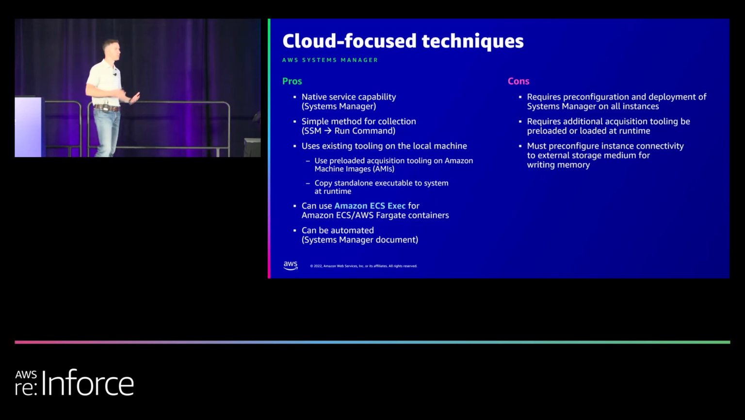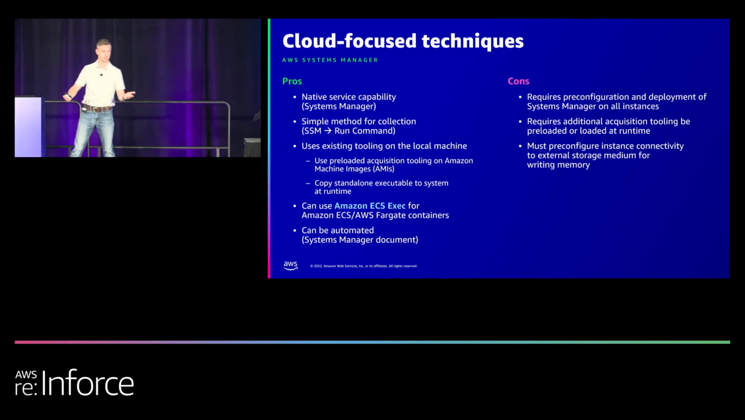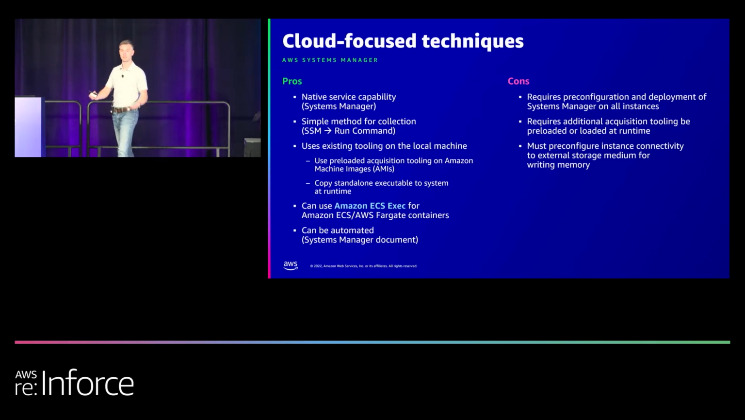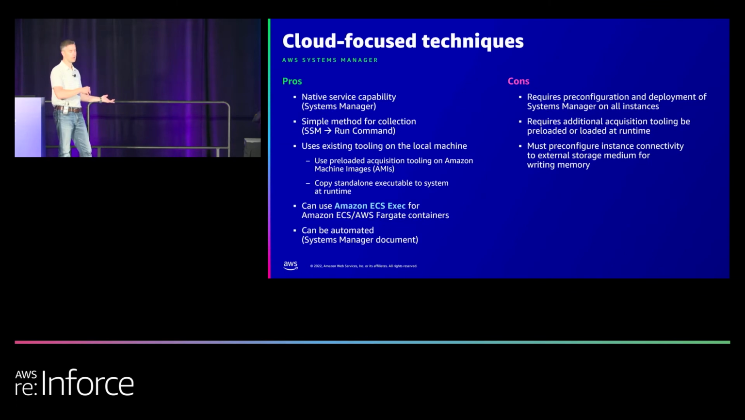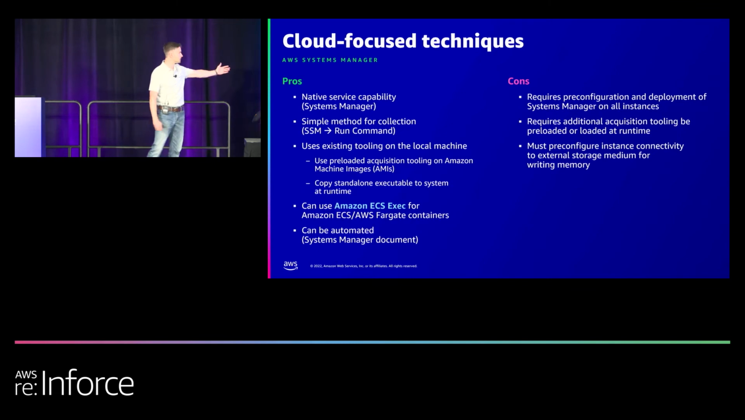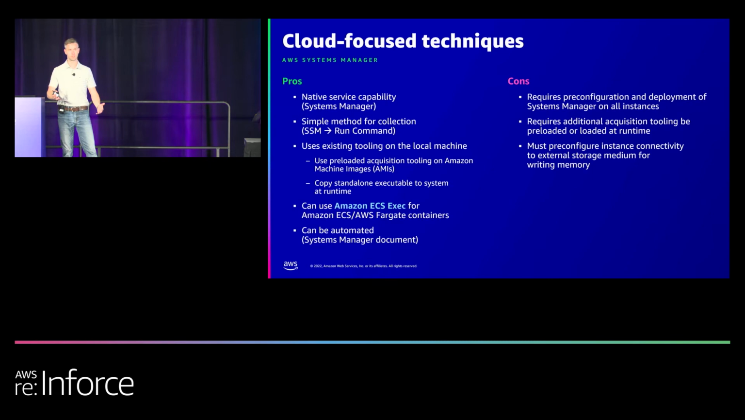So from a perspective of pros versus cons, what are the great things, what are some of the considerations, right? So it's a native system or native service capability, Systems Manager, right? It exists in AWS. Simple method for collection. We can do a run command. It can use existing tooling on the machine, presuming we bake those into our AMIs as part of our CI/CD process, right? So then we're not copying anything over at runtime, right? So we can just invoke SSM, run the commands. If we're using containers, we can use ECS Exec for running commands on containers, and it can be automated, right? So we're starting to get into the automation part of this, which is really, really leveraging the power of the cloud, right? So we're using a native service and automation, right?